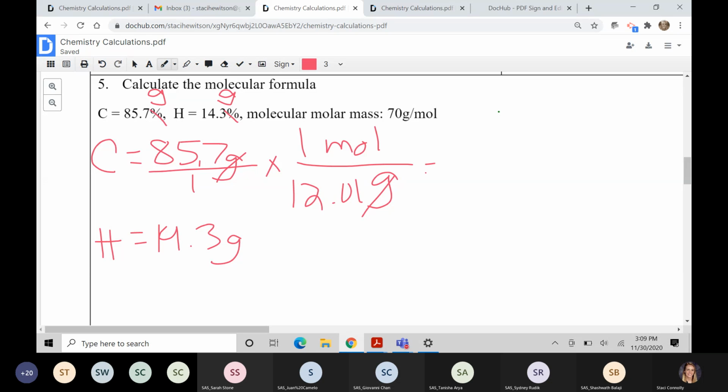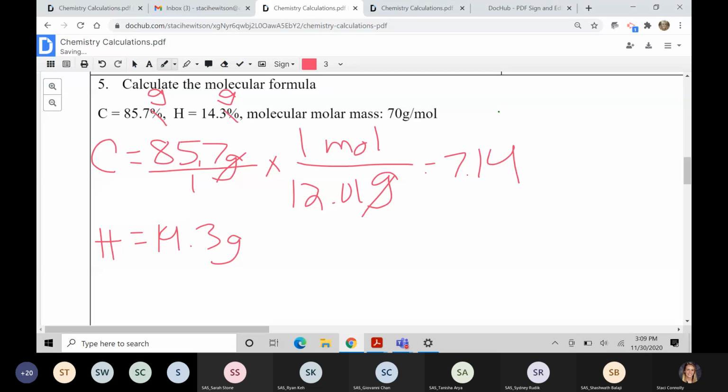Ryan, are you there? Yes, I'm here. Ryan, what do you get when you divide those two? I got 7.14. 7.14, perfect, thank you. So that is our moles.